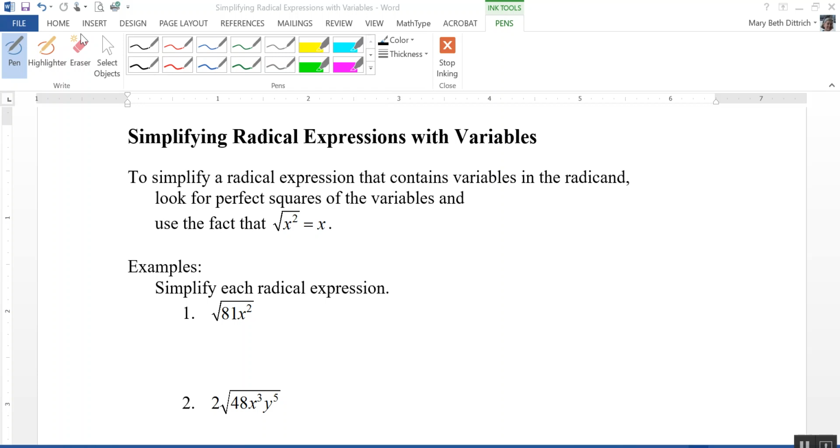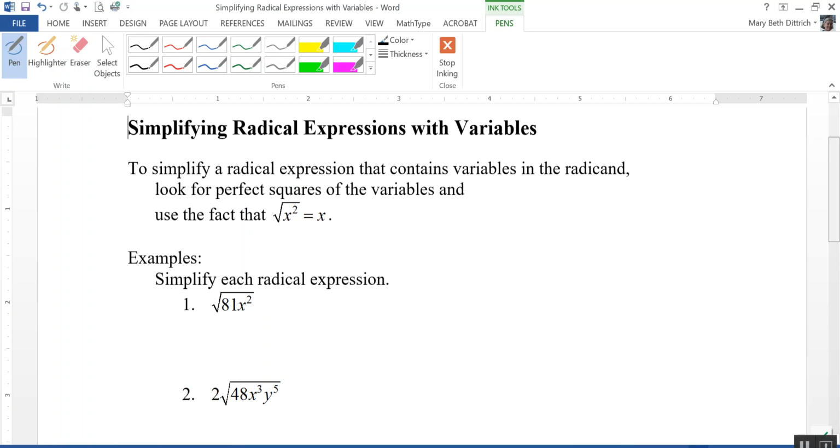This video is on simplifying radical expressions with variables. To simplify a radical expression that contains variables in the radicand, look for perfect squares of the variables and use the fact that the square root of x squared is equal to x. Let's take a look at several examples here.